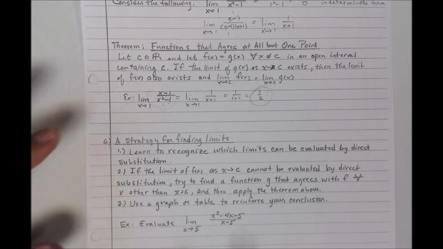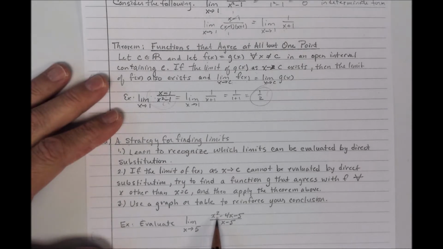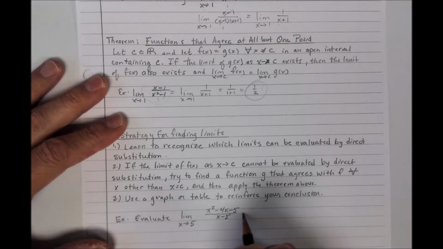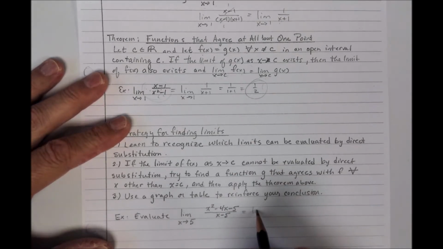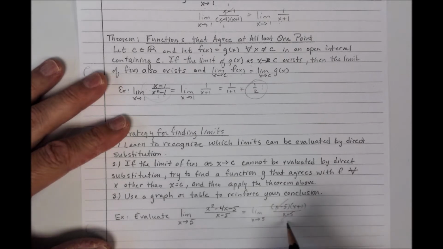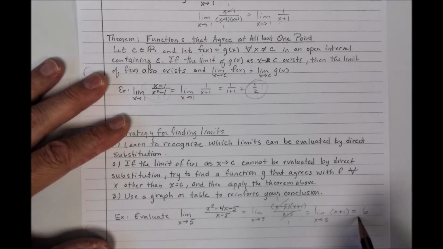Now, let's evaluate the limit as x approaches 5 of x squared minus 4x minus 5 over x minus 5. Direct substitution is going to give me 0 over 0, indeterminate form, so I'm going to do the trick that I did up here. As it turns out, this guy factors oh so nicely. This is x minus 5 times x plus 1 all over x minus 5. And this is going to give me the limit as x goes to 5 of x plus 1. And I can use direct substitution here. The limit exists, and it's equal to 6. So that means the limit of this is equal to 6.